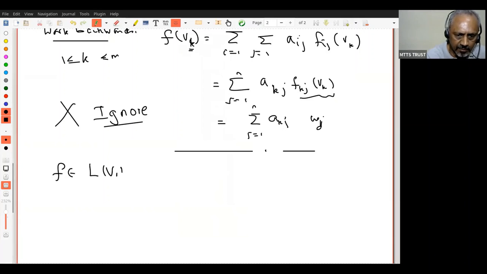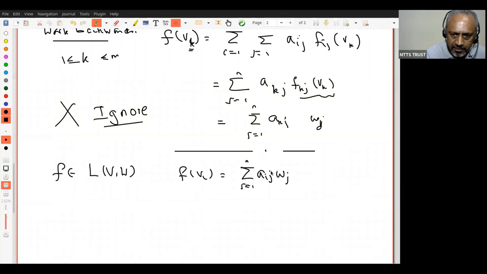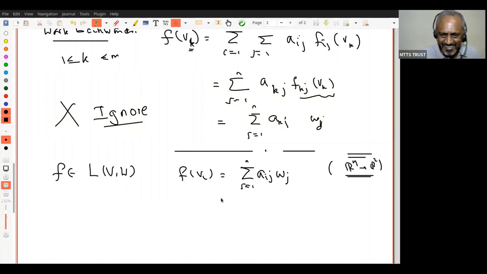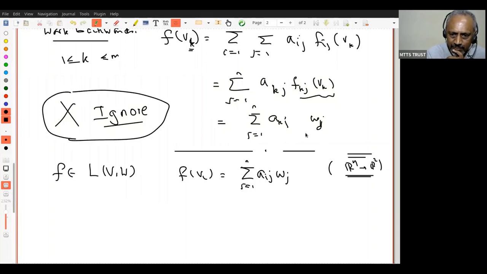F is from V to W, therefore f of Vi must be something like the sum of aij wj, j equal to 1. If you remember, this is what we did in the Rm to R2 case. I asked you to recall, but I myself had forgotten. So this is the thing: this f of Vi is this. You can see that's what we did. This is fine. There is no need for you to ignore. That's what I found out.